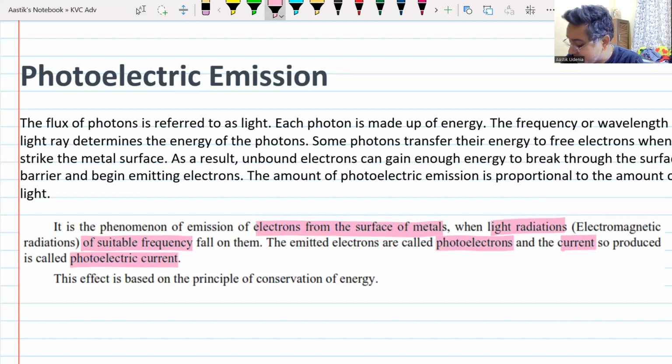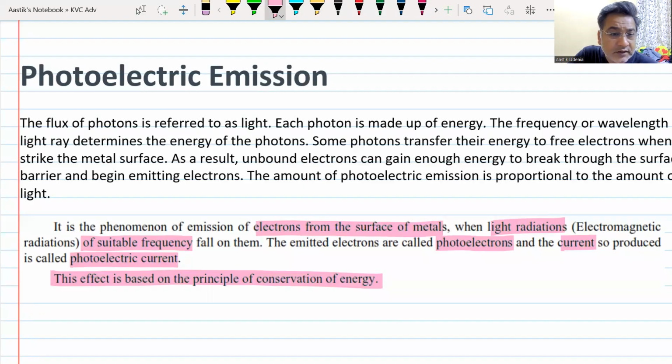This phenomenon is known as the photoelectric effect, and everything is based on the law of conservation of energy. These photons have energy, they impart this energy, some energy is lost in the form of heat. If it has sufficient energy, electrons will be emitted. Welcome, my dear friends, to the photoelectric effect. Then let us move ahead.